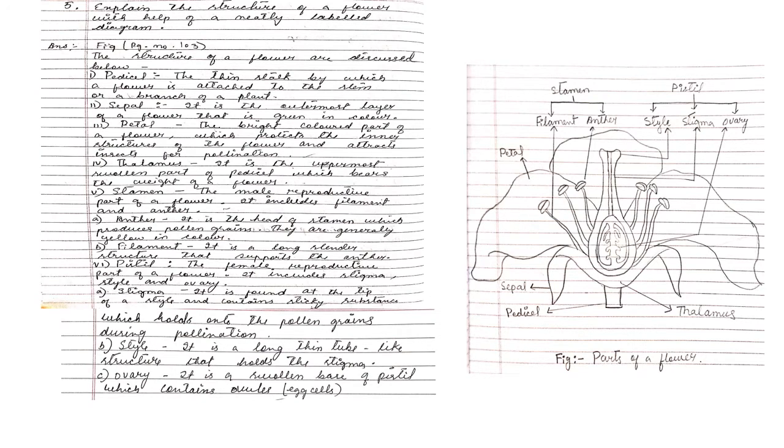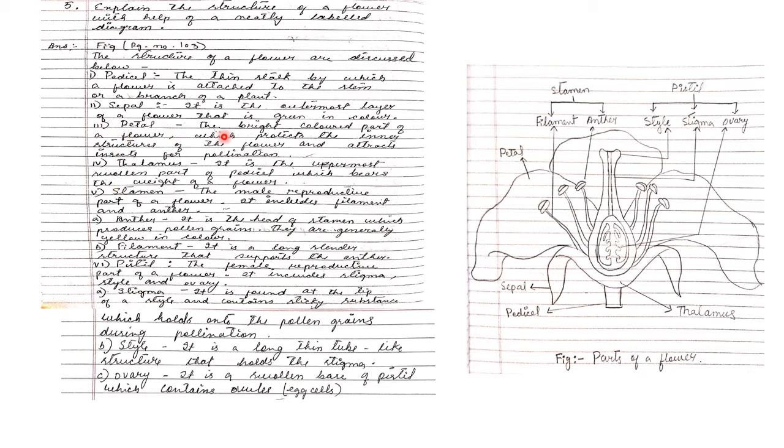Now the last one, number 5. Explain the structure of a flower with the help of a neatly labeled diagram. The structure of a flower is discussed below. Number 1, pedicel, the thin stalk by which a flower is attached to the stem or a branch of a plant. So you see, this one is the pedicel. Number 2, sepals. It is the outermost layer of a flower that is green in color. So this is the sepal and it is green in color.